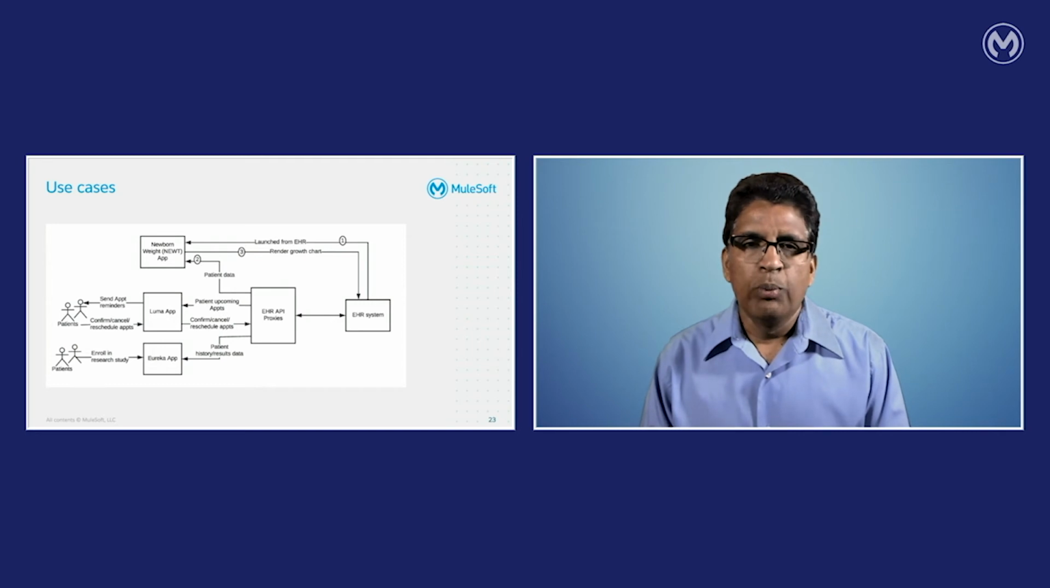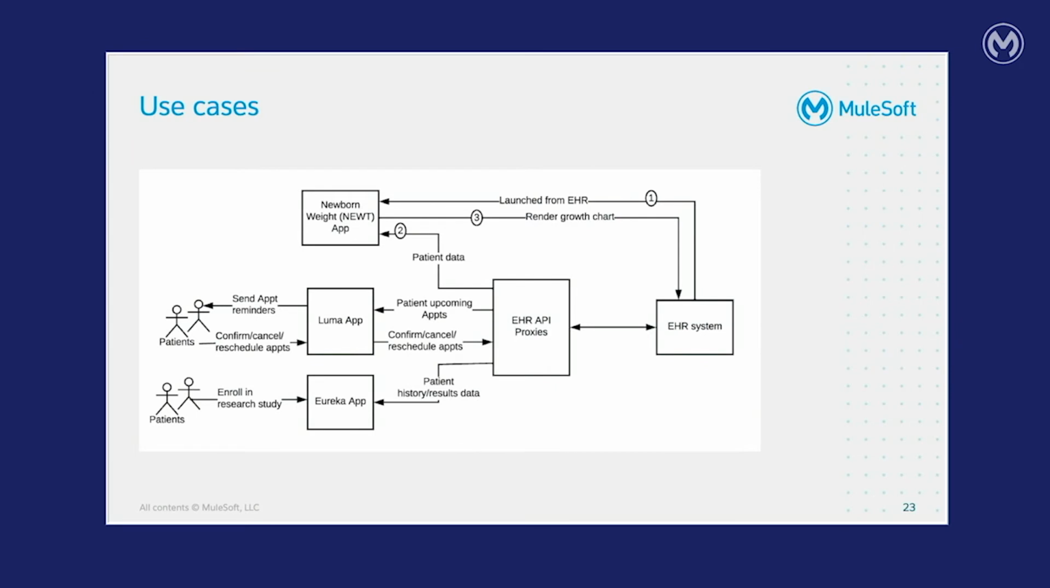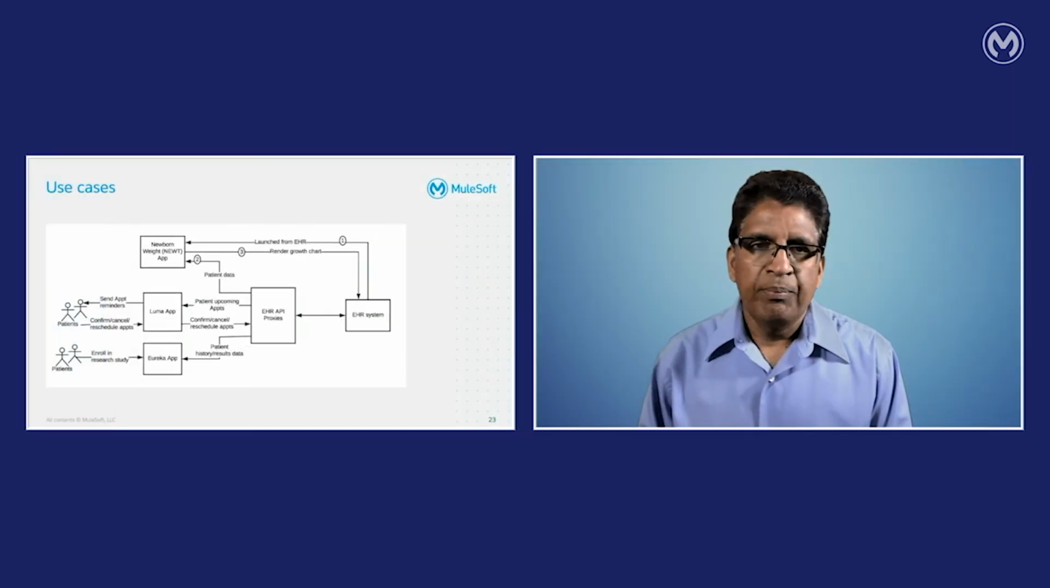And the next one is the Luma app. This is a patient self-scheduling app. The patient's upcoming appointments are sent to the Luma app. Then the Luma app will send a reminder to the patient, either through email or text message, depending on the patient's preference. Once the patients get the reminder, they can either confirm their appointment, cancel it, or reschedule it. Based on their decision, Luma gets the patient's decision about that upcoming appointment, then it will call the backend APIs through the Mule proxy, and it will confirm, cancel, or reschedule the appointment. This is a patient-facing app.